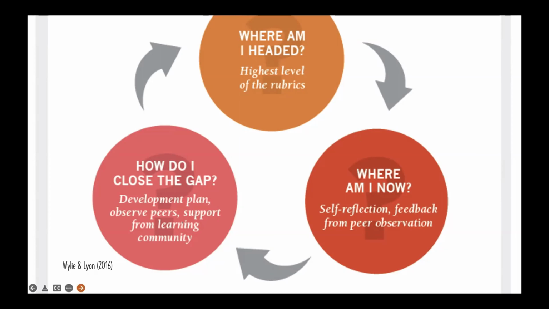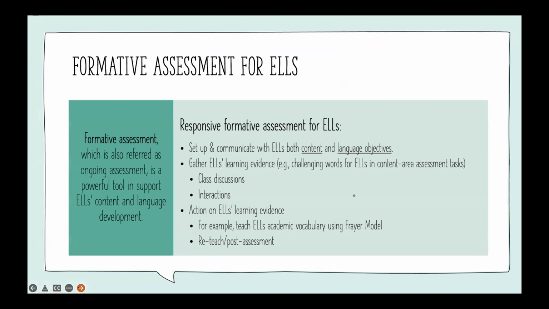And then we also have stage 3, which is more about how teachers act on the learning evidence of students. Either you reteach or you develop some plan to support our students. And talking about formative assessment here, we want to focus on formative assessment for English language learners, because it shows that formative assessment can best support our English language learners, both content and language development. So we call it responsive formative assessment for English language learners.